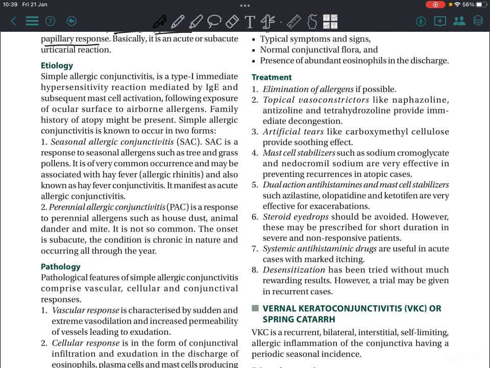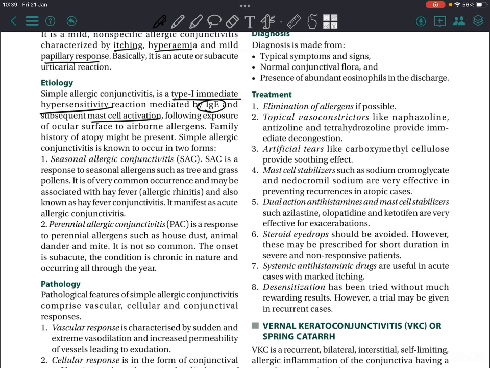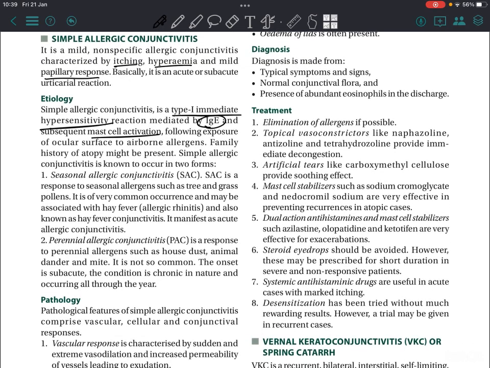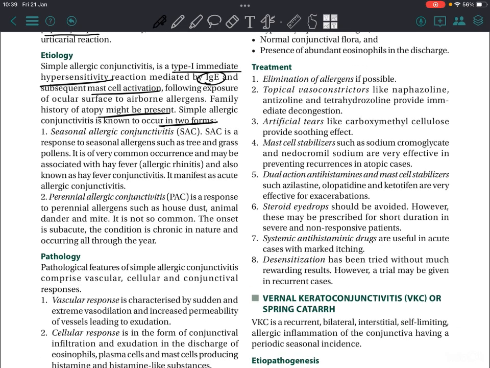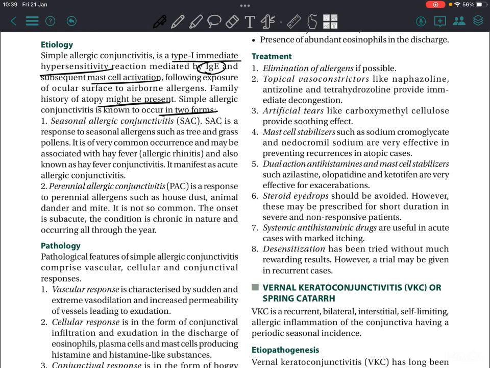Etiology: it is a type 1 immediate hypersensitivity reaction mediated by IgE, with subsequent mast cell activation. A family history of atopy may be present. Simple allergic conjunctivitis is known to occur in two forms: seasonal allergic conjunctivitis, SAC, and perennial allergic conjunctivitis.